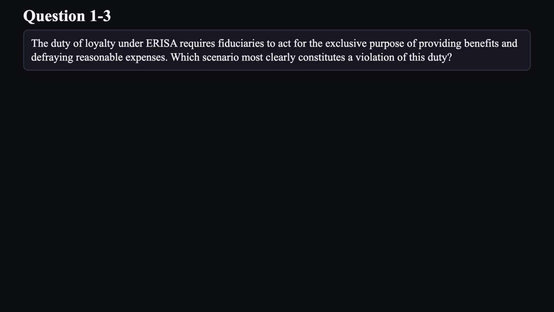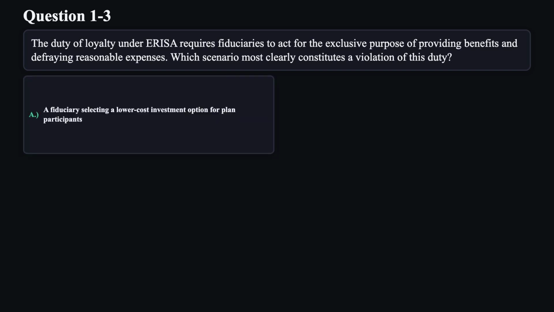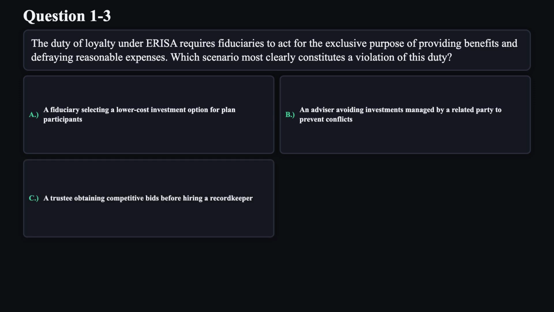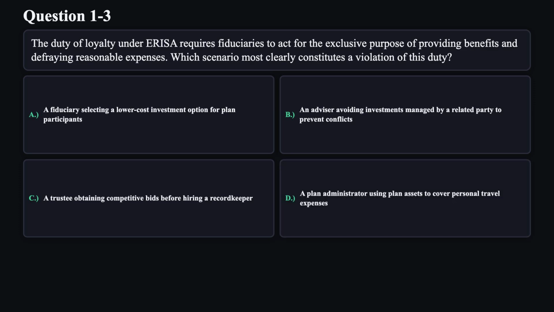Question 3. The duty of loyalty under ERISA requires fiduciaries to act for the exclusive purpose of providing benefits and defraying reasonable expenses. Which scenario most clearly constitutes a violation of this duty? A, a fiduciary selecting a lower-cost investment option for plan participants. B, an advisor avoiding investments managed by a related party to prevent conflicts. C, a trustee obtaining competitive bids before hiring a record keeper. D, a plan administrator using plan assets to cover personal travel expenses.